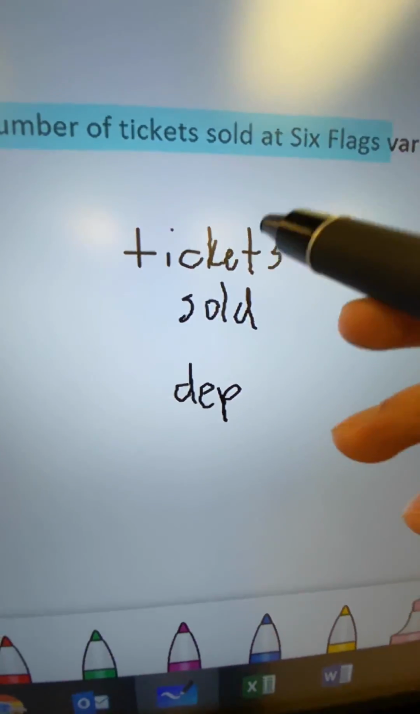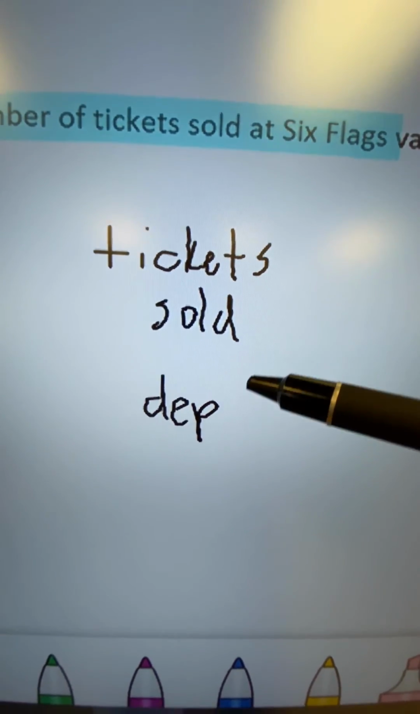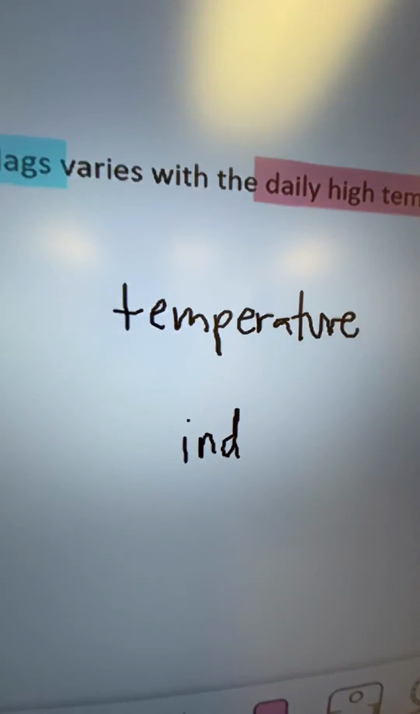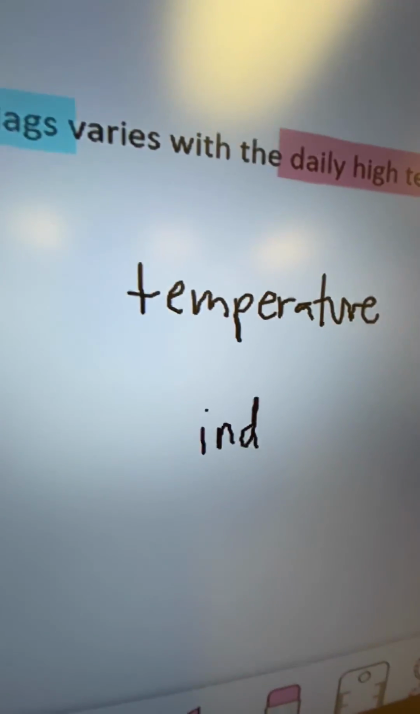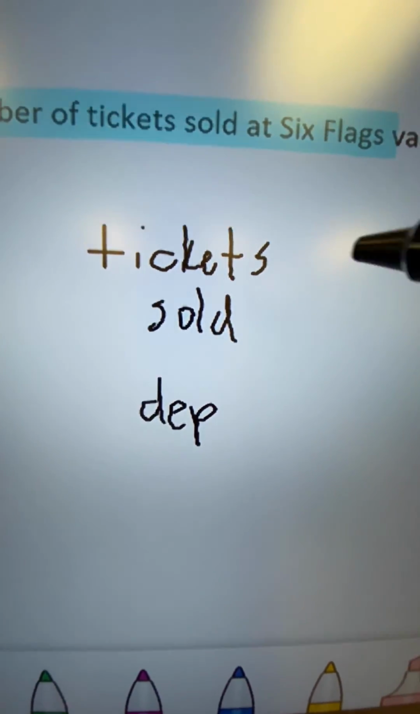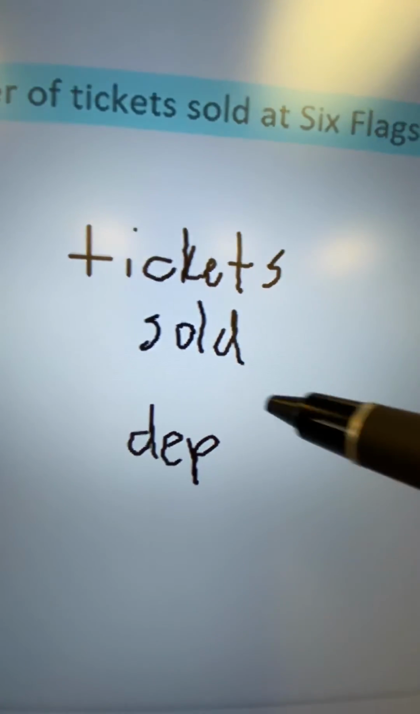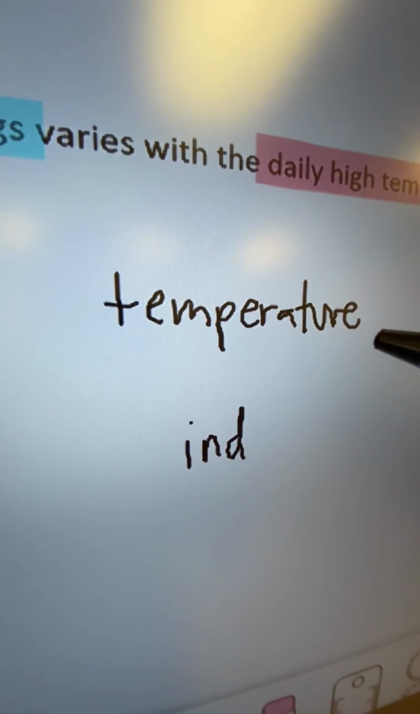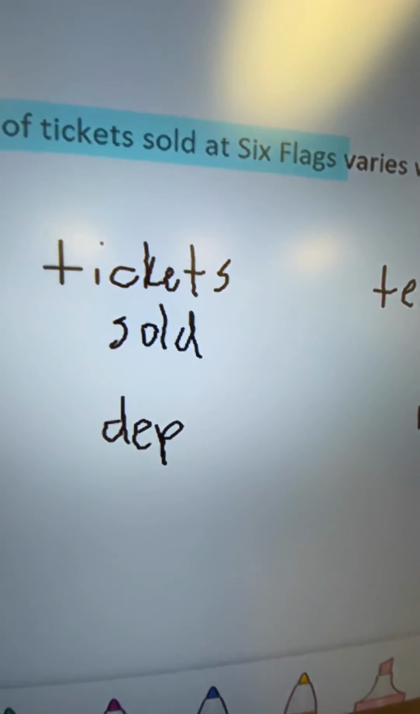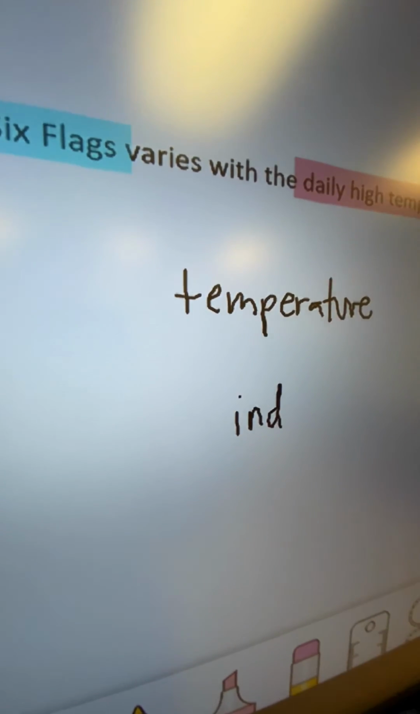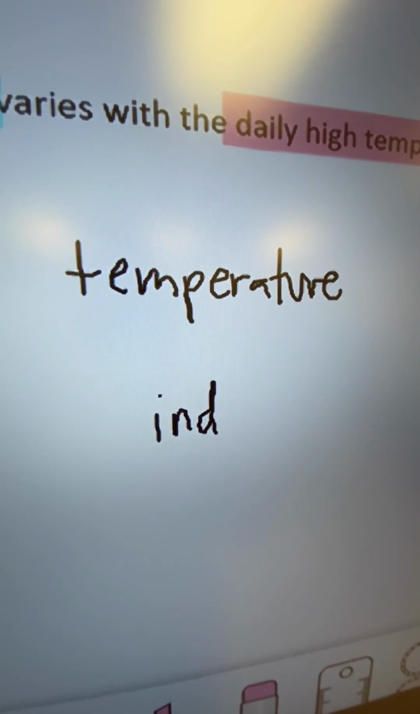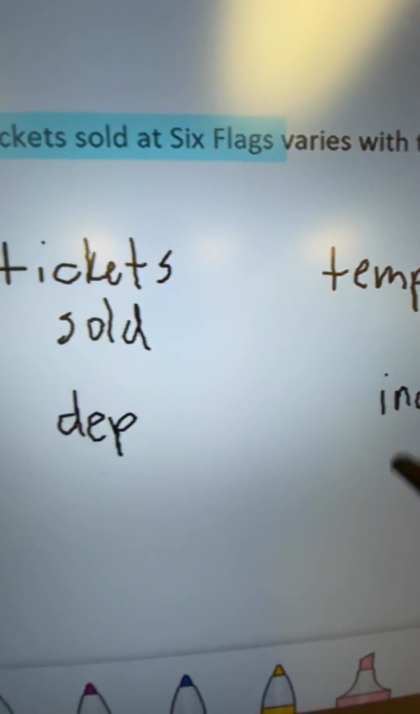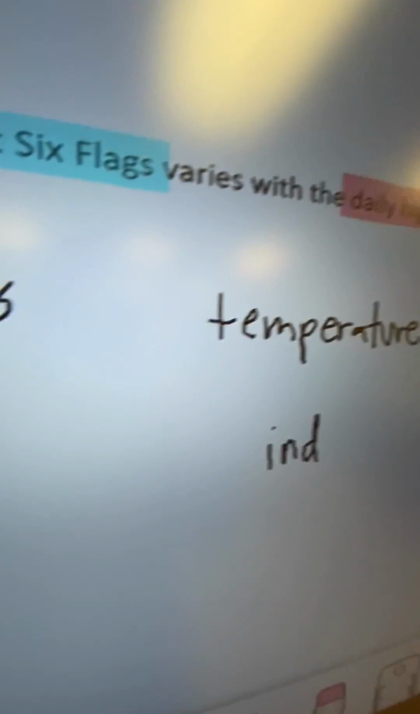If I read it this way now, the tickets sold depends on the temperature. The tickets sold is going to depend upon the temperature, which makes sense also, because it depends upon how hot it is or how cold it is. The hotter it is, the more tickets I sell. The colder it is, the fewer tickets I sell. Or the rainier it is, the fewer tickets I sell. So basically, bad weather means fewer ticket sales. So basically, the tickets sold depends upon the temperature.